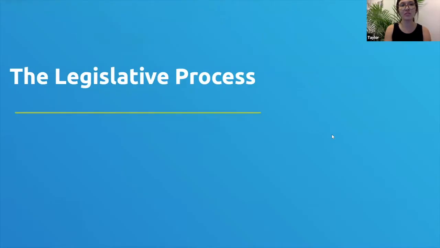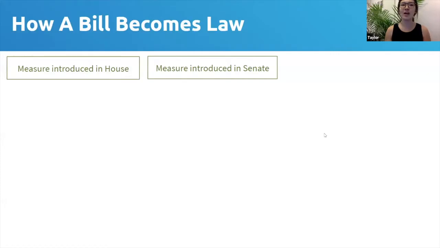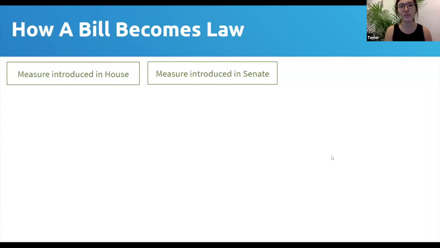So moving on to the legislative process, we are going to talk about how a bill becomes law. So for the Energy Innovation Act, what that shepherding process is going to look like. So we have done the first big step, which is having a bill introduced into the House of Representatives. So bills can be introduced in either the House or the Senate.